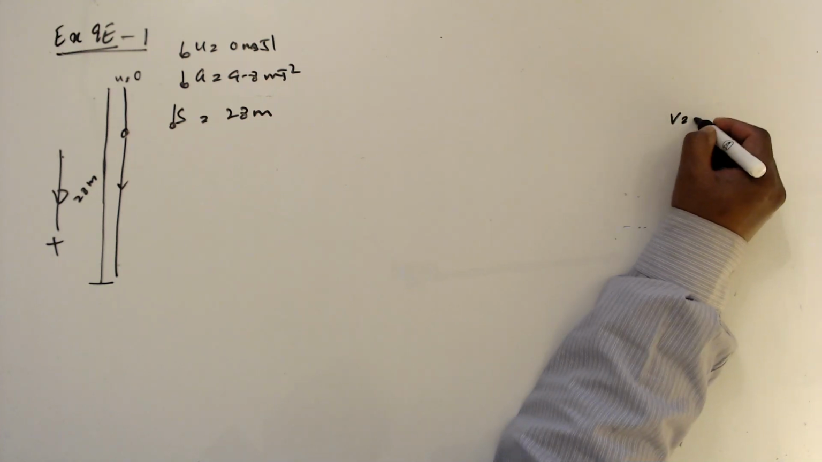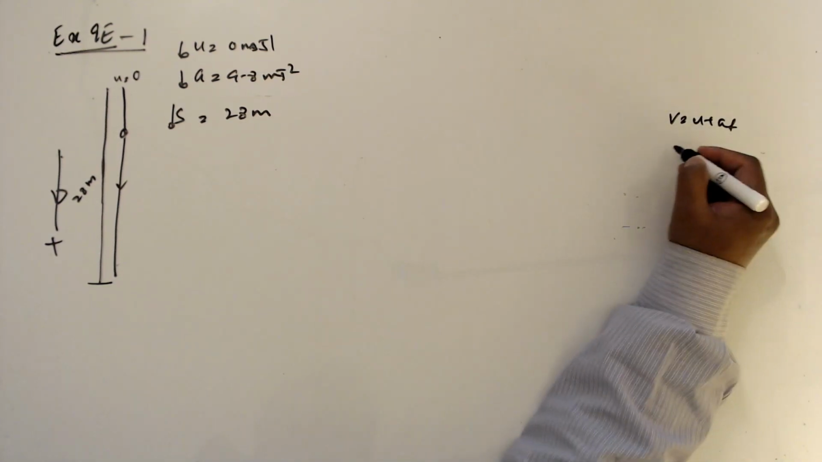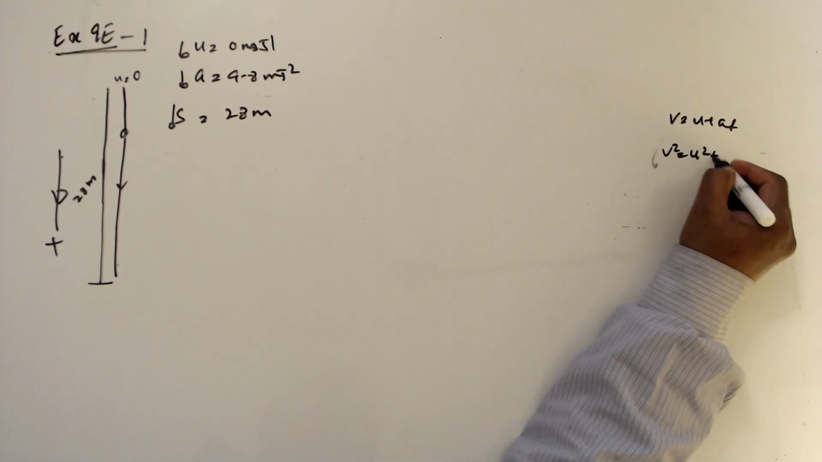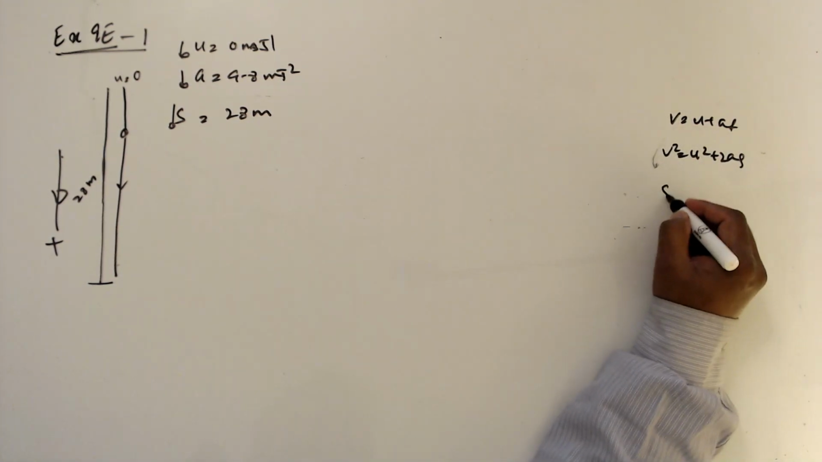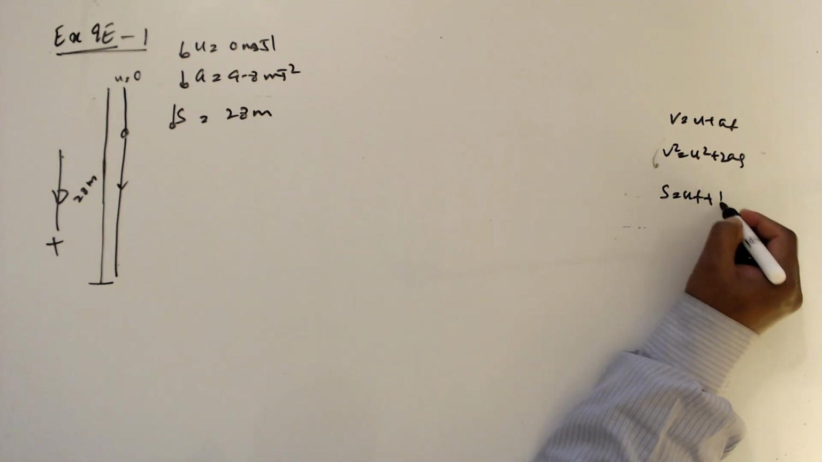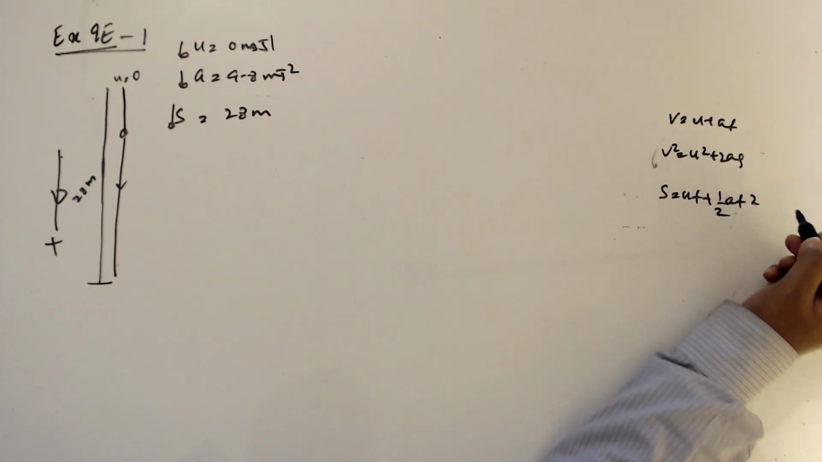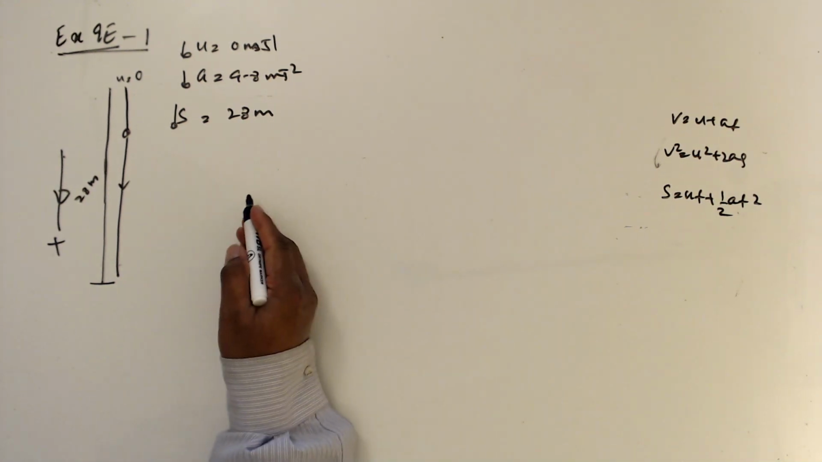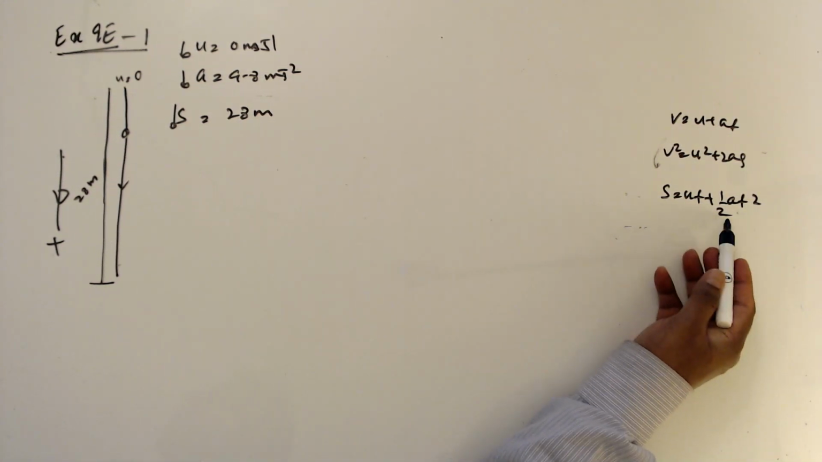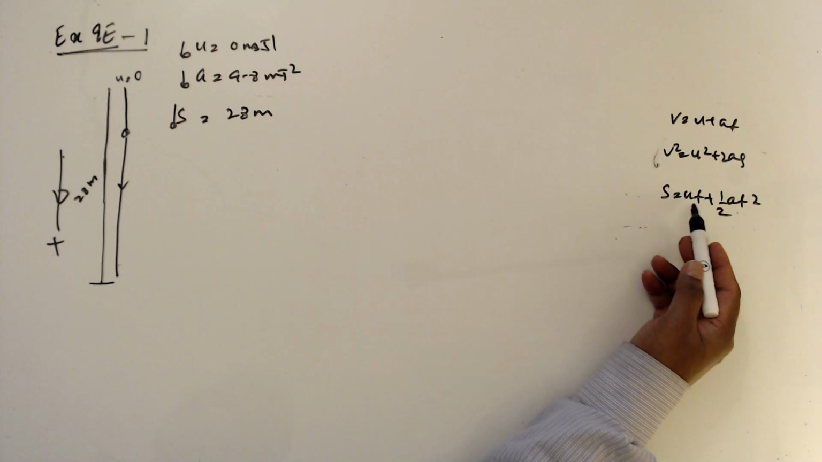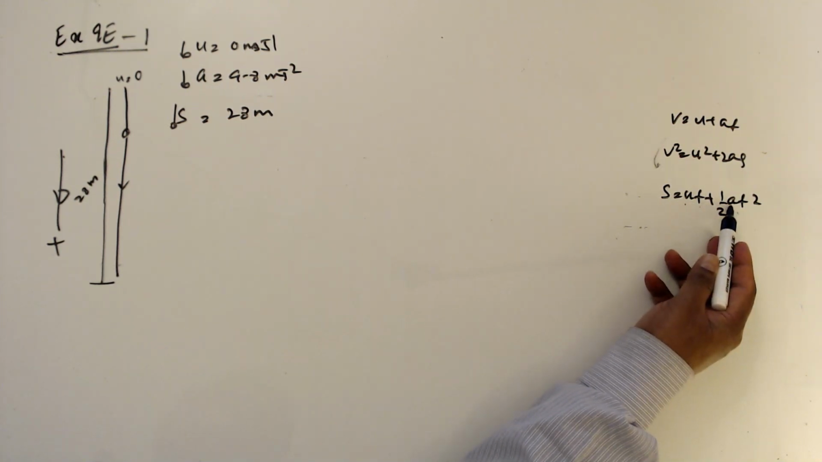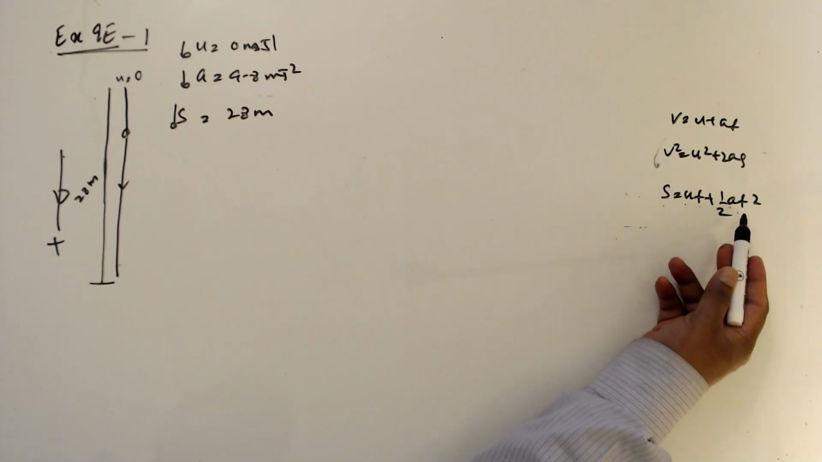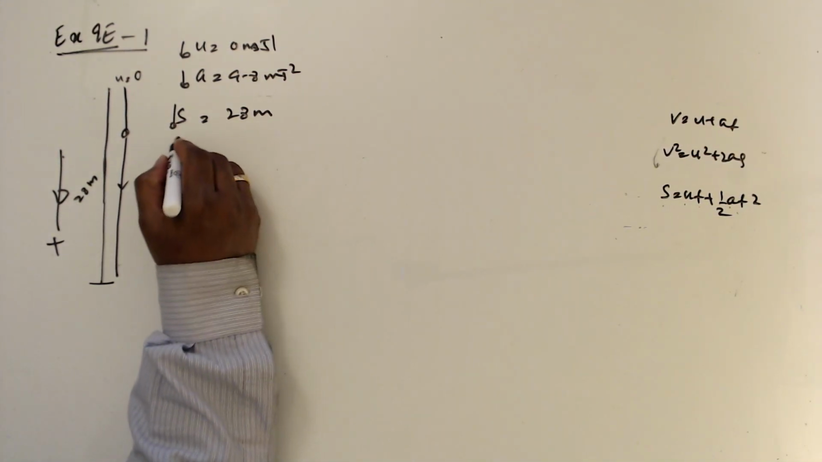v equals u plus at, v squared equals u squared plus 2as, s equals ut plus half at squared, and I can use this one. u is 0 and I know a, and I know s, then I can find t. So that is the best fit.